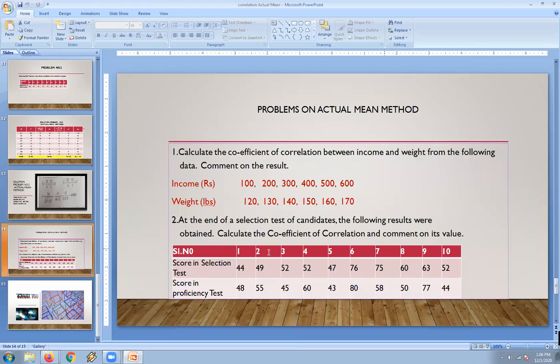There are two problems you people need to calculate according to the actual mean method only. You can post the answers to me in the WhatsApp group.